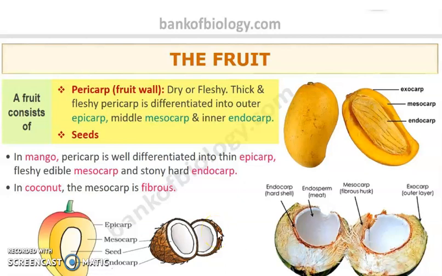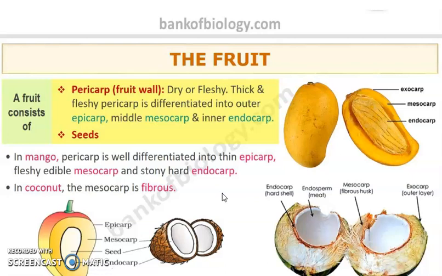Now let us learn about the fruit in detail, children. So a fruit consists of a pericarp or the fruit wall and the seeds. So this pericarp can be dry or fleshy. It is not fleshy in all fruits. We see that we don't have the fruit portion in certain fruits like walnuts. Only the seed portion is what we eat, right?